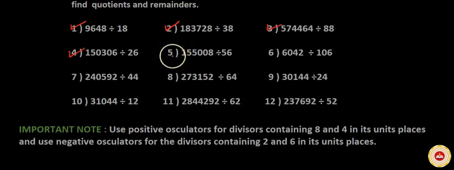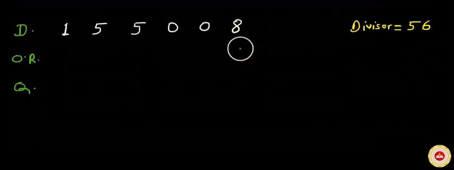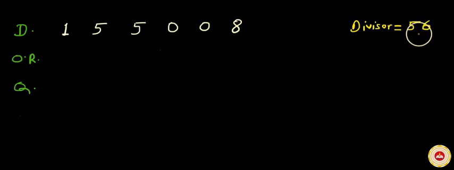Next example, fifth example: 1,55,008 divided by 56. So 1,55,008 is the dividend and the divisor is 56. So friends, there is 6 in the units place, so we are going to calculate the negative osculator for the divisor. See friends, you can calculate the positive osculator also. Okay, no problem. 6 in the units place.